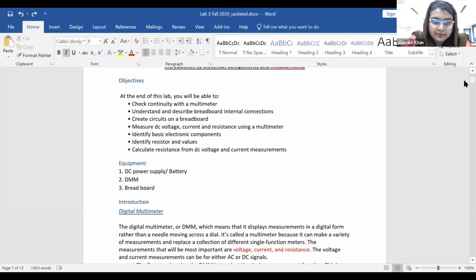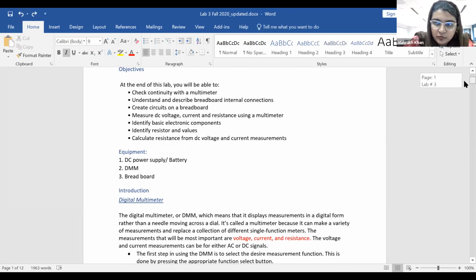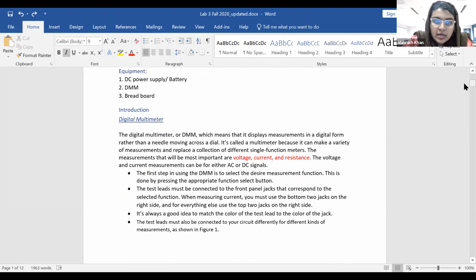Okay, and then we may need a power supply. We don't have one, we have batteries. We will need a DMM, which is a digital multimeter, and a breadboard, and of course the resistors and stuff. So what is a digital multimeter? This is the digital multimeter, and it can measure voltage, current, and resistance, all three of the things.